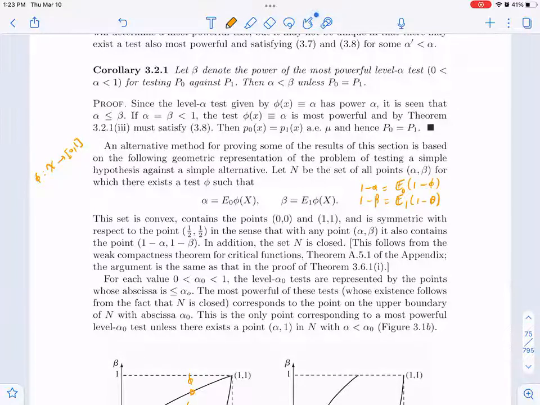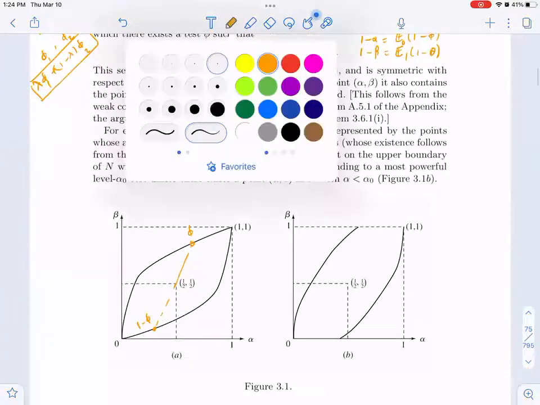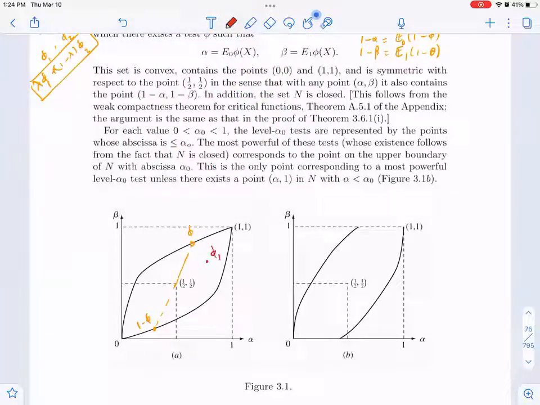And so I can always randomize further. If you give me phi 1 and phi 2, these are two tests, then lambda phi 1 plus 1 minus lambda phi 2 is going to interpolate between the two points. So if this is the point corresponding to phi 1, and this is the point corresponding to phi 2, I can get everything in between by this randomization. So basically flip a coin with probability lambda, and then go with phi 1 or phi 2, which further has some randomization.